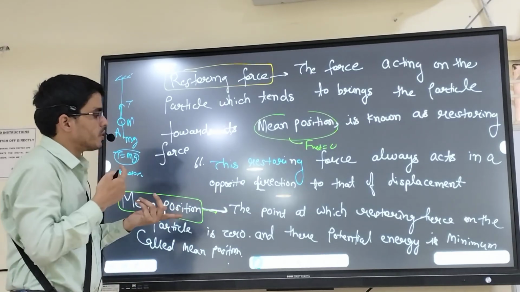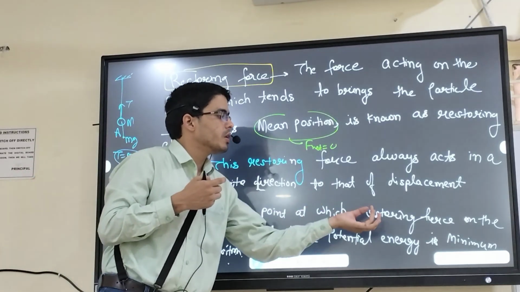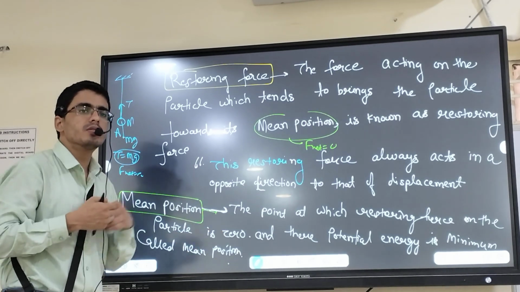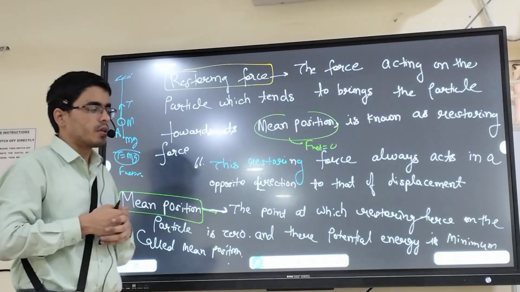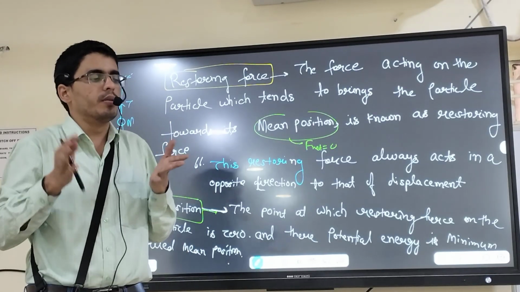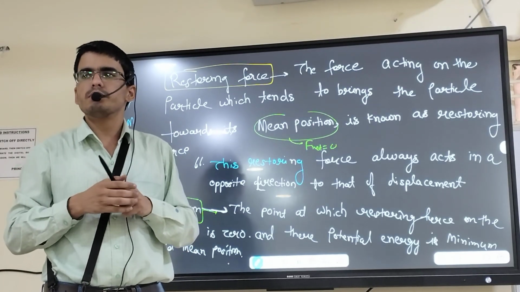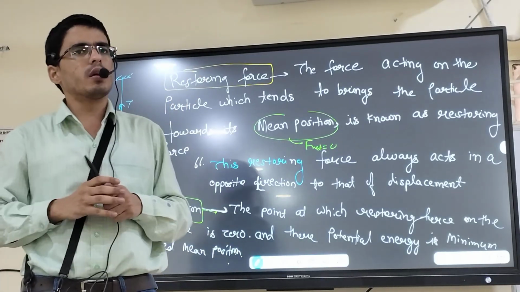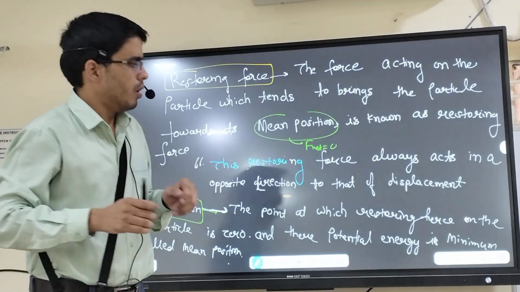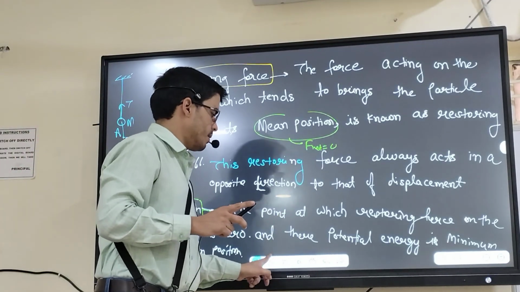Wait. Here see, mean position, sir. The point at which restoring force on the particle is 0. That is called mean position. And at mean position, your object is not moving. So what is the energy there? Minimum, zero energy. Suppose you are not moving, it means you have no energy. Minimum energy. Good. So that is called your mean position. Completed now? Can I clean now?